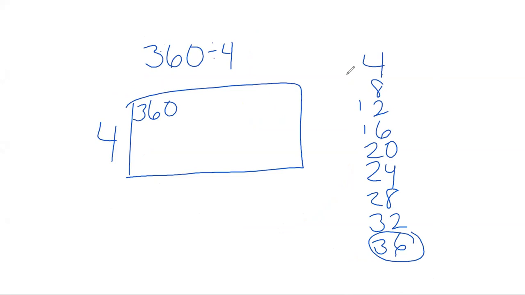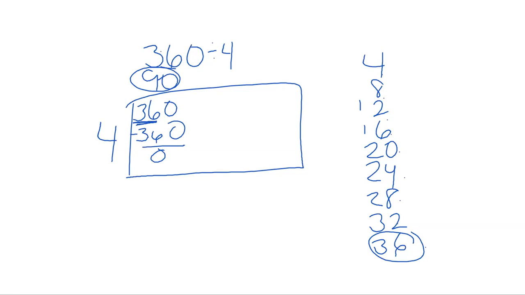So 4 times 9. But I'm not really multiplying because this is not really 36. It's 36 tens. So I'm not really going to multiply by 9, I'm going to multiply by 9 tens. I'm going to subtract 360, and of course I'm left with 0. So 360 divided by 4 is 90, which is what a right angle measures.